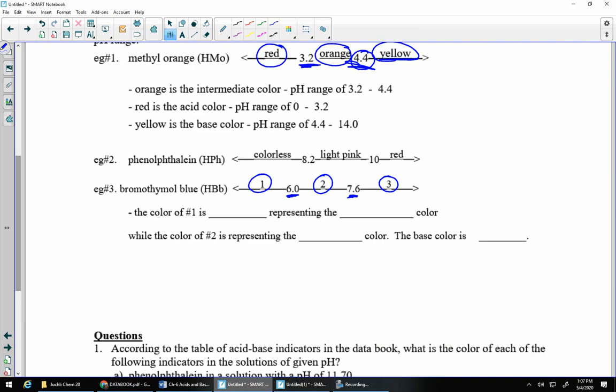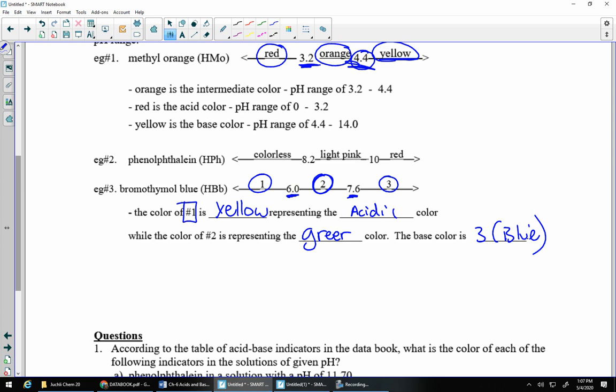So the color of number 1 is representing the acidic color, yellow, while the color of number 2 is going to be green, so right in the middle. And then the base color is going to be number 3, which is going to be blue. Cool. I hope that kind of made sense for people.